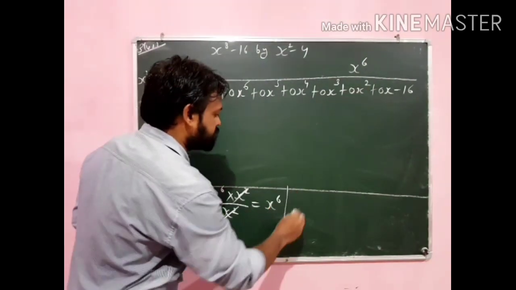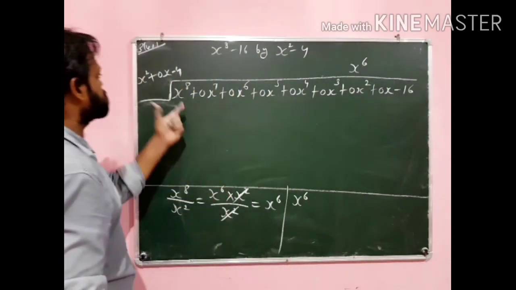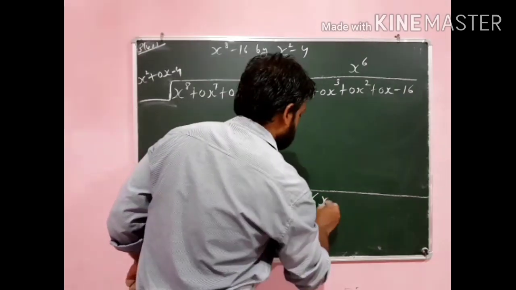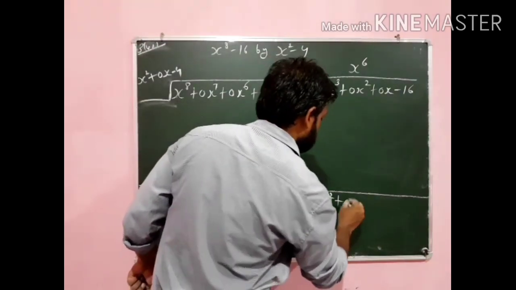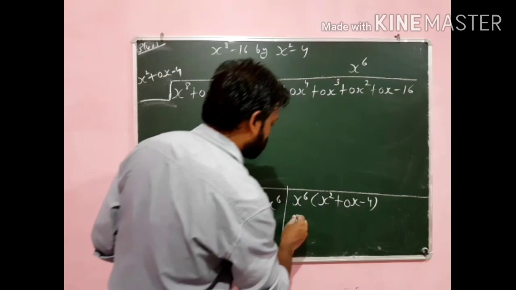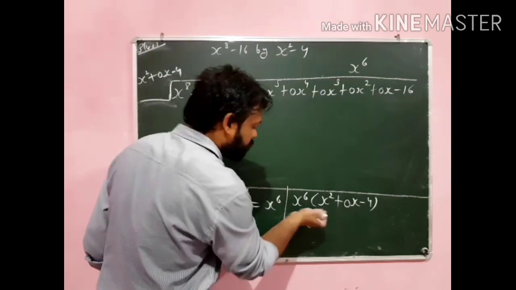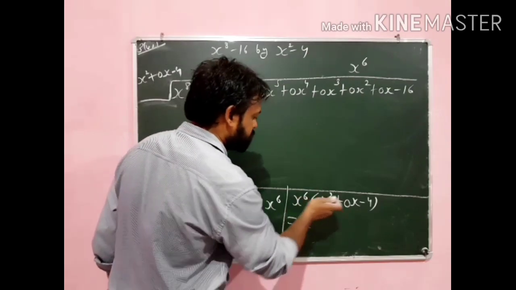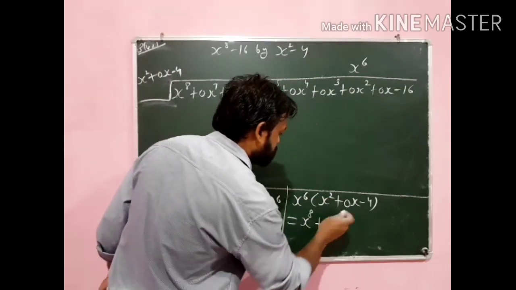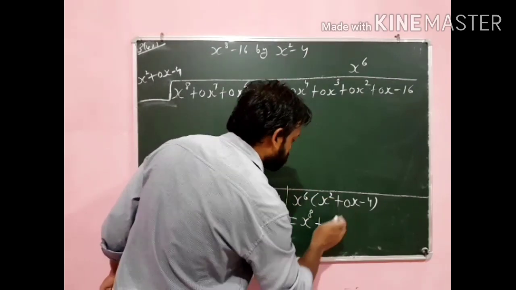Now the next step is we have to multiply this x raised to power 6 with this divisor. It will become x square plus 0x minus 4. Now multiply x raised to power 6 into x square, because the bases are the same, the powers will be added. 6 plus 2 is 8, plus, now you can see this is 0.